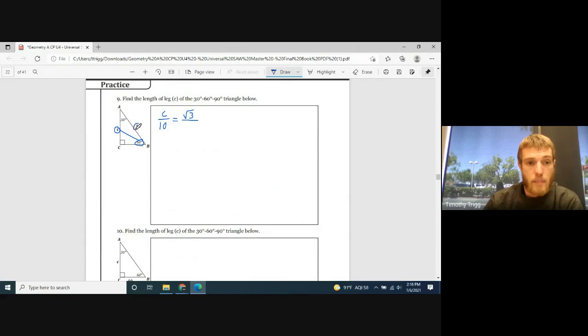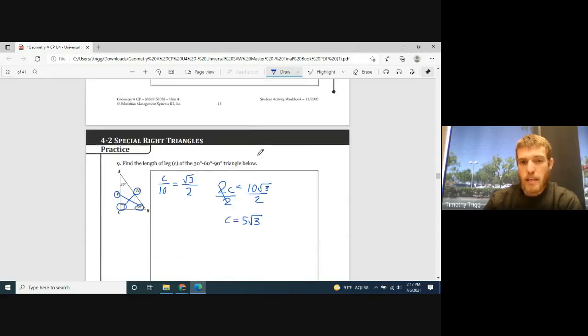Here, the 10 is opposite from the 90. So what's opposite from 90 in the other one? A 2. So now we cross multiply. So C times 2, that's 2C, equals 10 times square root of 3, which is 10 square root of 3. Now to get C by itself, we divide by 2 both sides. And we can simplify that, right? C equals 10 over 2. Well, that gives us 5 square root of 3.